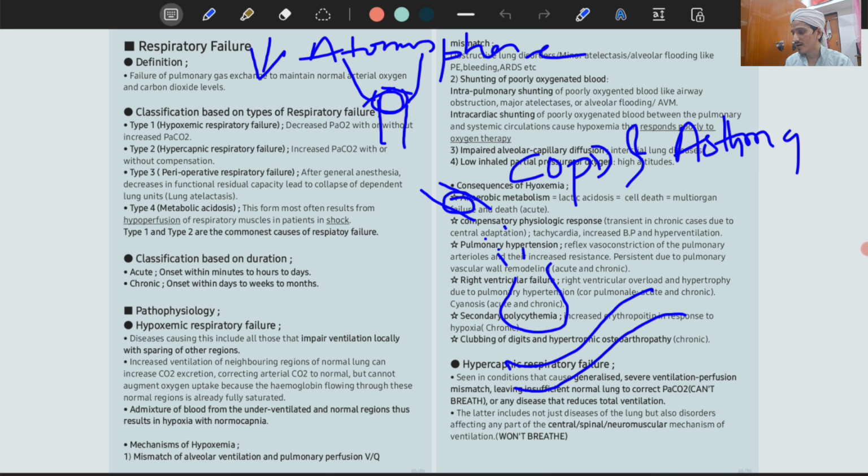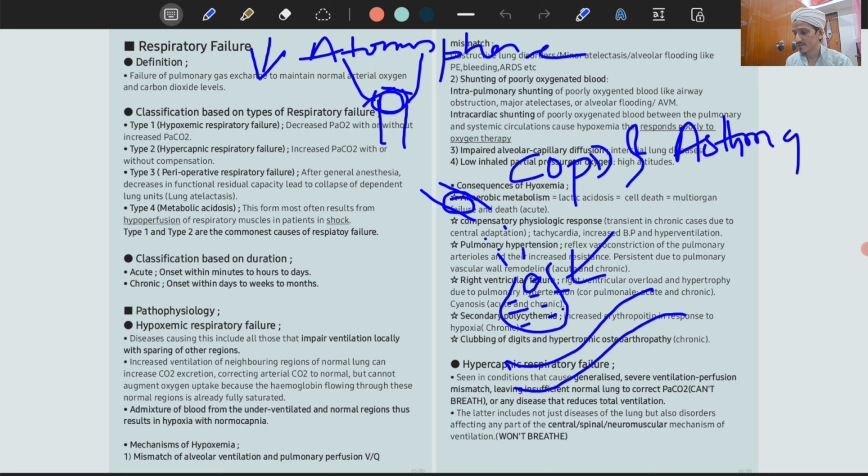Now coming to the alveoli, when the alveoli are filled with fluid or blood, like in pulmonary edema, either due to volume overload or cardiac failure, or due to nephrogenic pulmonary edema, or it can be due to ARDS, acute respiratory distress syndrome. So oxygen will not enter the alveoli and there will be no gas exchange. So that's how this will cause hypoxemia.